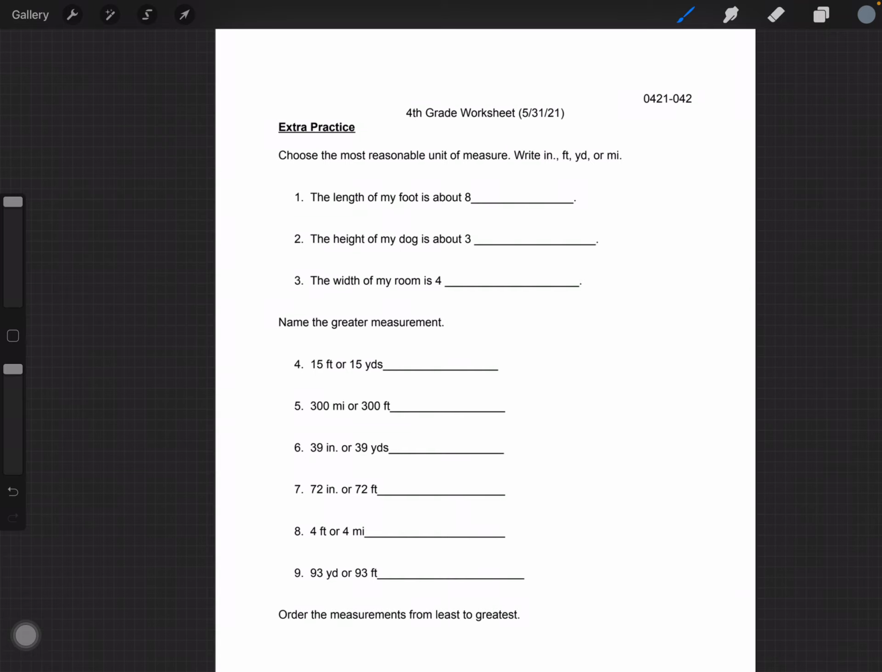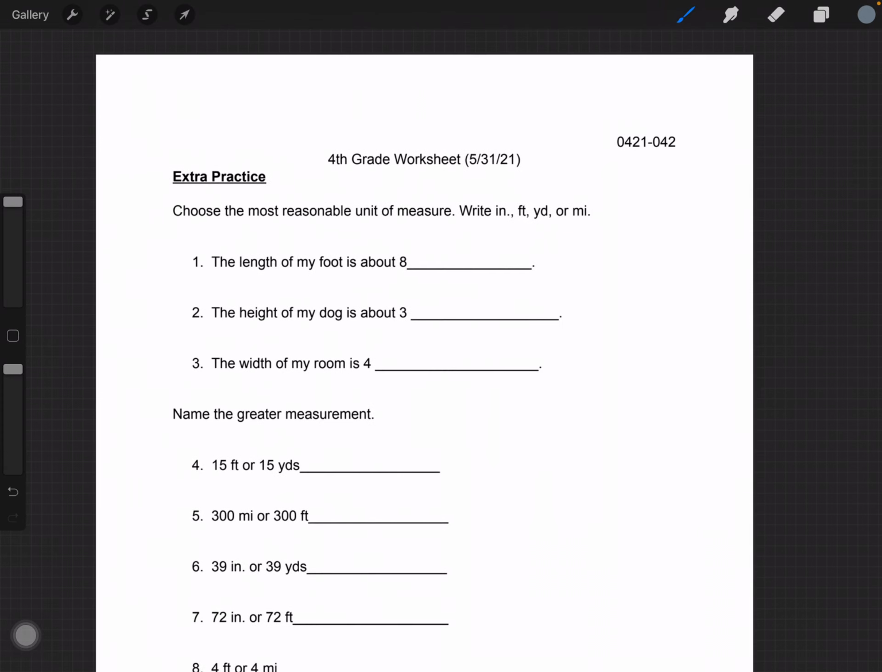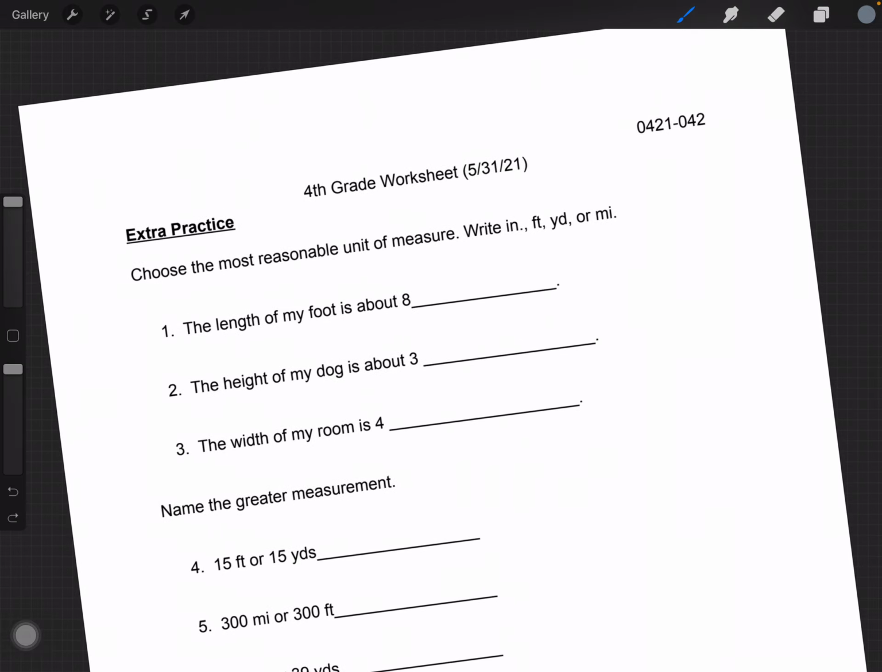Now, the directions say, choose the most reasonable unit of measure, write inches, feet, yards, or miles. So inches, feet, yards, and miles are in order from smallest to largest. Number 1 says the length of my foot is about 8. So your foot isn't very big. I'd say that you write it in inches.